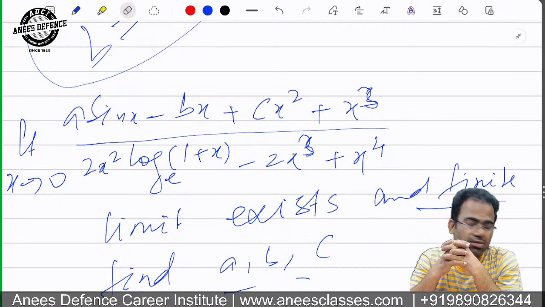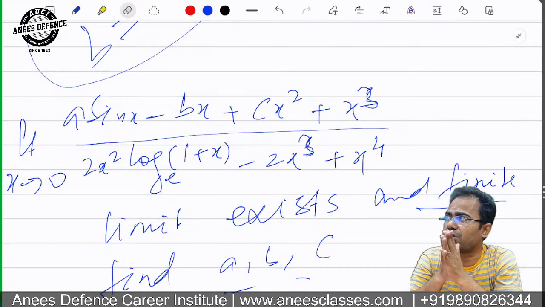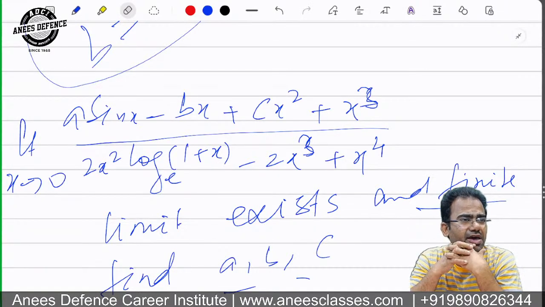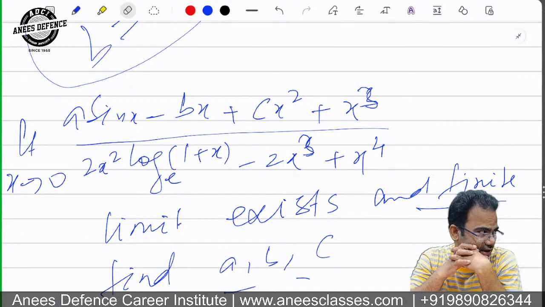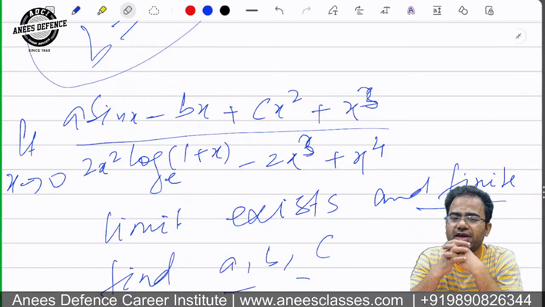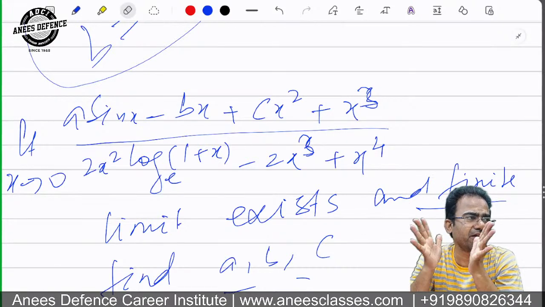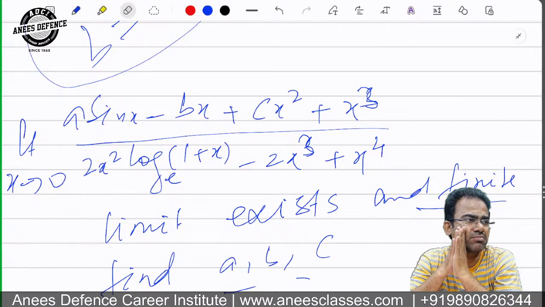Series of log 1 plus x is x minus x square by 2 plus x cube by 3 minus x to the 4 by 4 plus x to the 5 upon 5 minus dot dot dot up to infinity, right? Write the series. Hurry up. Why are you waiting?